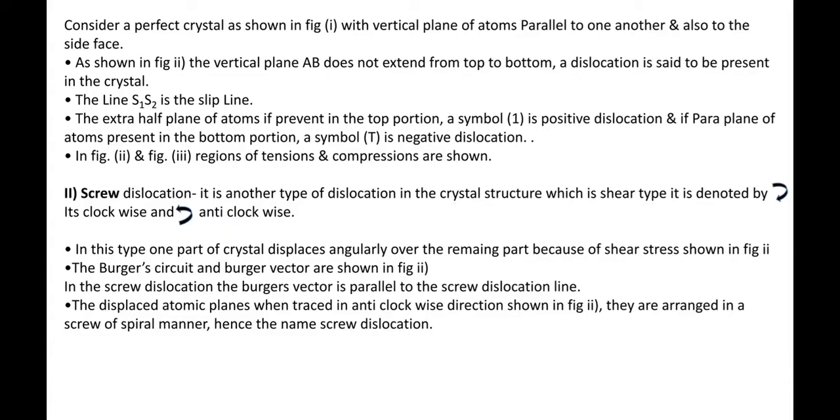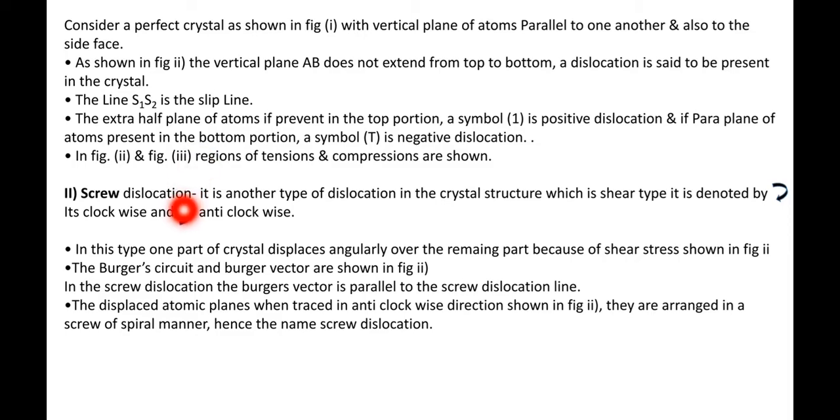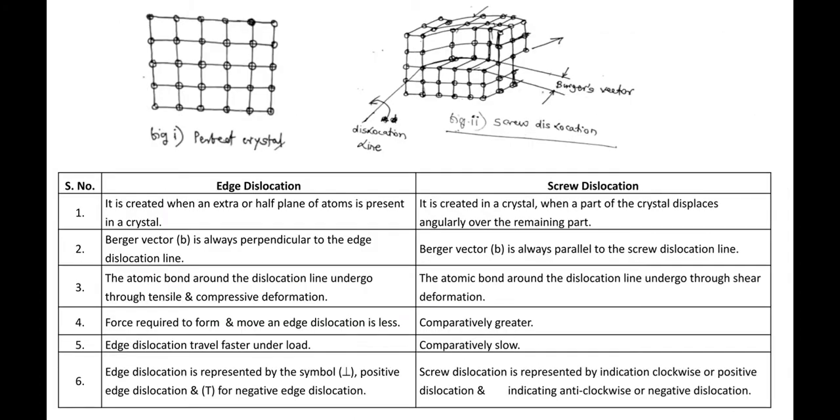Hello friends. So today in this video lecture we are going to discuss screw dislocation. It is another type of dislocation in the crystal structure which is shear type, and it is denoted by this sign, either clockwise or anti-clockwise. You see here, symbolically it is shown here, it is anti-clockwise. Now from the diagram I will explain to you.